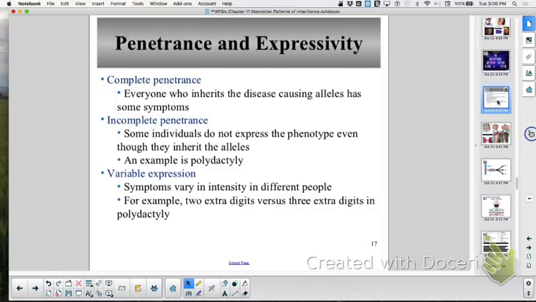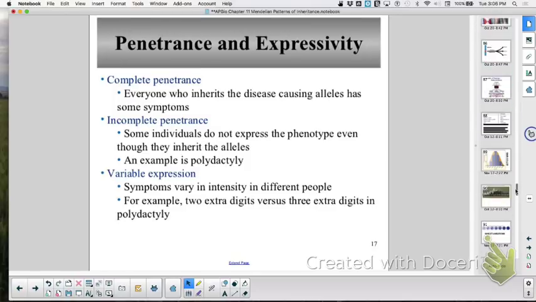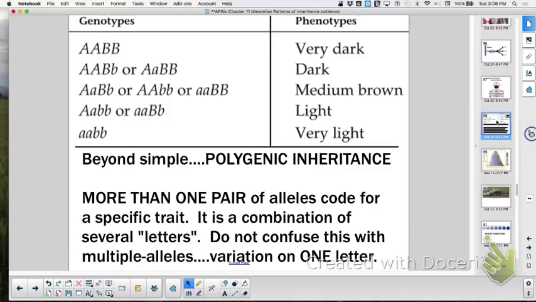Okay, so we already talked about penetrance and expressivity, so I'm going to leave that alone. So the last thing I need to talk about here is polygenic traits. And the way we remember that is poly means many genes. So it's not like we just have I's. We have I's and combinations of T's and combinations of Q's and combinations of R's that give us our total trait that we're looking at.